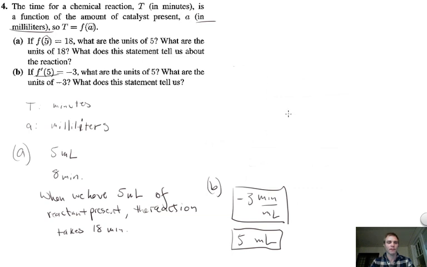I don't know. What does this statement tell us? So this says that when 5 milliliters are present, so this is 5 milliliters of reactant, right? And wow, I just can't spell. Present in the reaction.